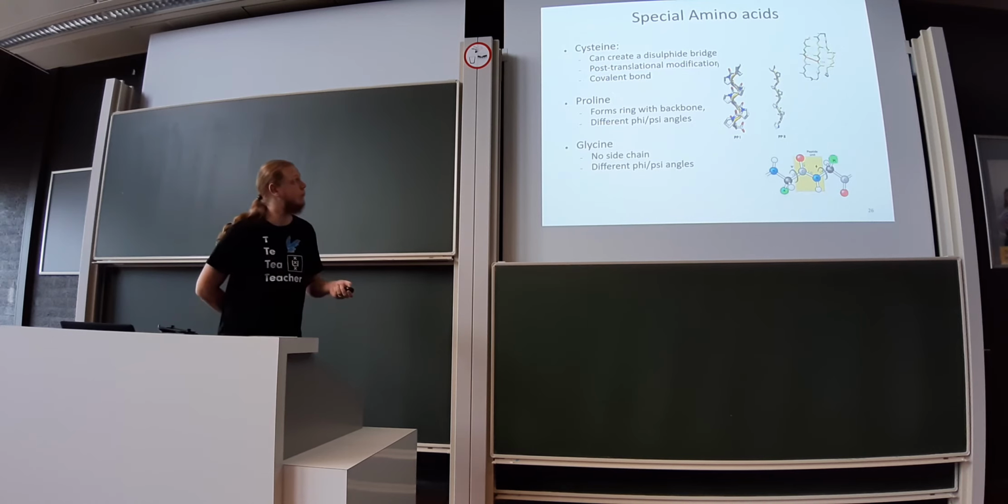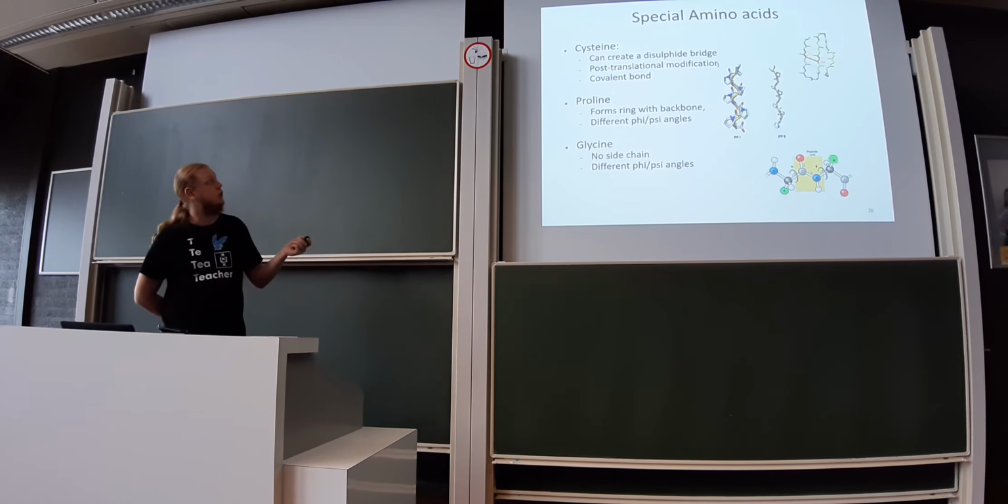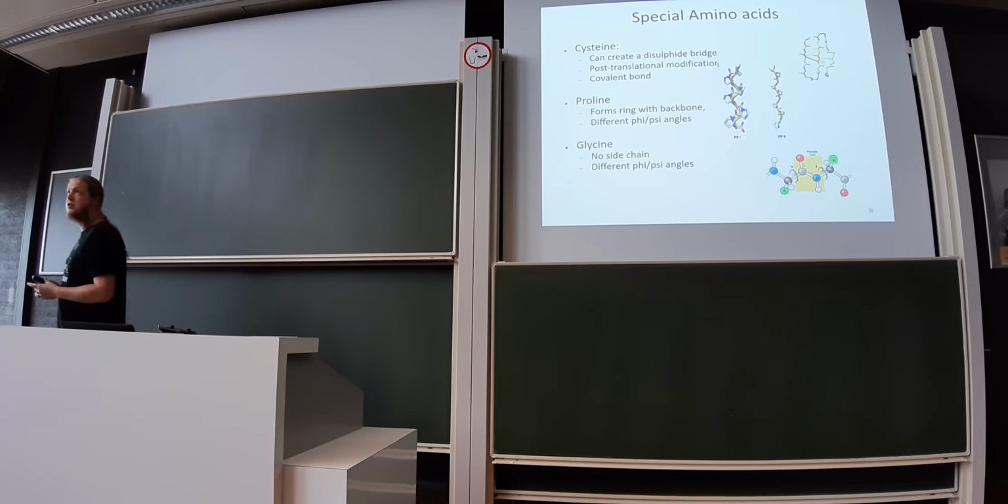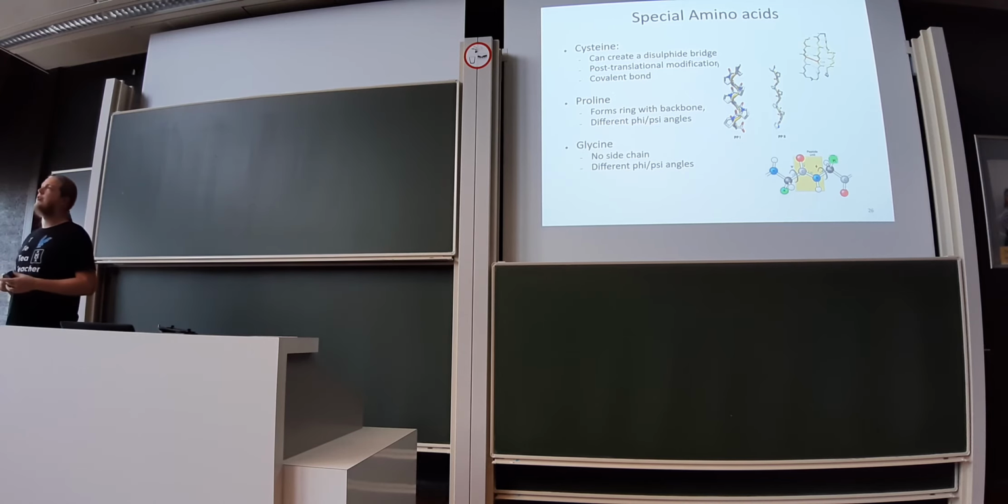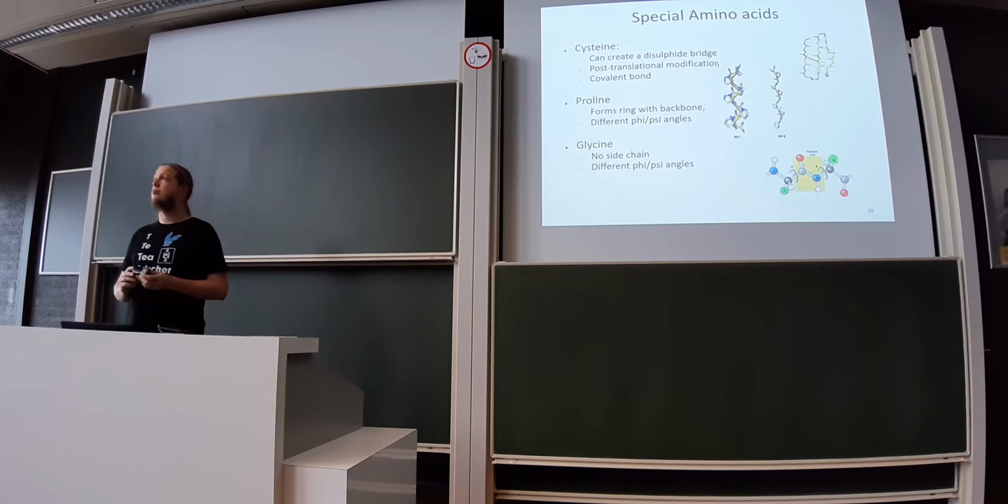There's a couple of special amino acids. First one is cysteine. And we briefly mentioned why cysteine is so bizarre, and that is that it forms covalent bonds with other cysteines, the disulfide bridge. It's critical for the structure of many proteins, and you will find it highly conserved in most cases where it occurs.